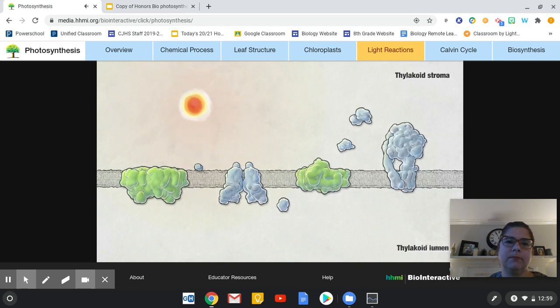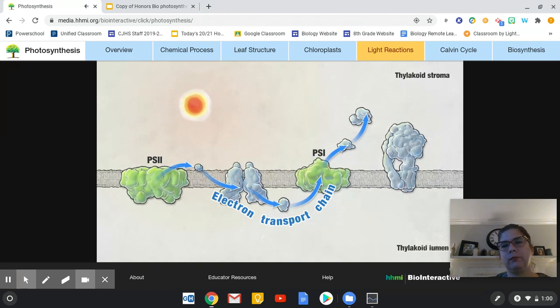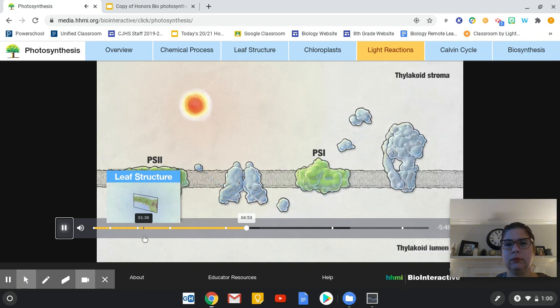Light is absorbed by protein pigment complexes called photosystems. There are 2 photosystems, photosystem 1 and photosystem 2. The photosystems transform light energy to chemical energy by exciting and then shuttling electrons from molecule to molecule in a chain-like fashion on the thylakoid membrane. This process is called an electron transport chain. Let's take a closer look to see how this process works.